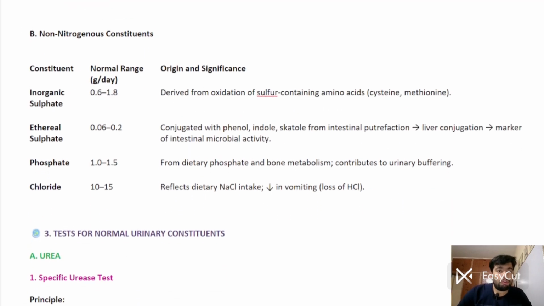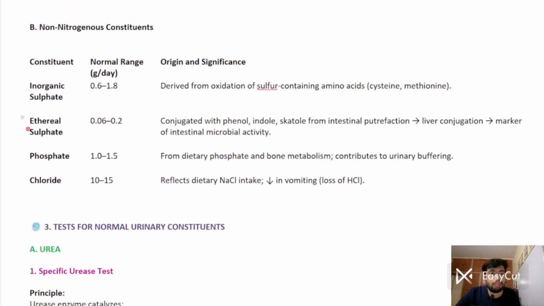Now what are the non-nitrogenous constituents? Inorganic sulfate, ethereal sulfate, phosphate and chloride. Normal range, if you can remember, remember it, otherwise it is not necessary. Origin and significance: inorganic sulfate is derived from oxidation of sulfur containing amino acids like cysteine and methionine. Ethereal sulfate is derived from conjugation with phenol, indole and skatole from intestinal putrefaction, followed by liver conjugation, and this is a marker of intestinal microbial activity. So this is important.